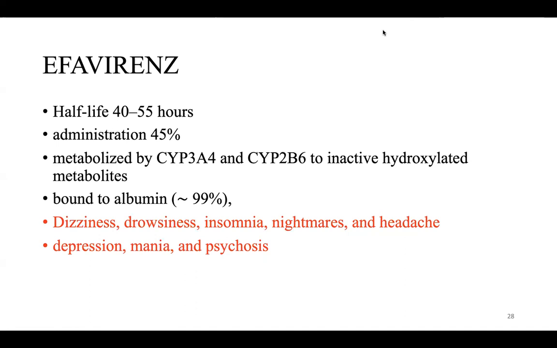Efavirenz is principally metabolized by cytochrome 3A4 and 2B6 to an active hydroxylated metabolite. The remainder is eliminated in the feces as unchanged drug. It's highly bound to albumin, 99%, and cerebrospinal fluid levels are about 1% of plasma levels. The principal adverse effects you can see on the slide.